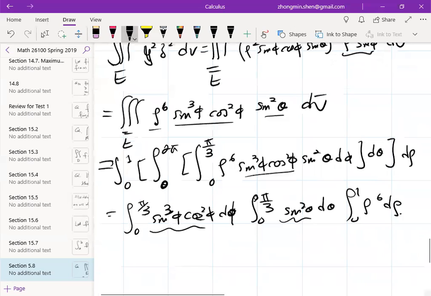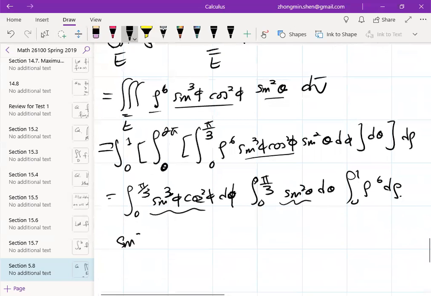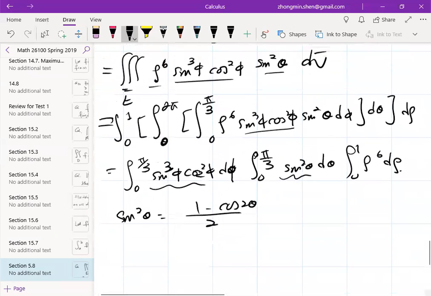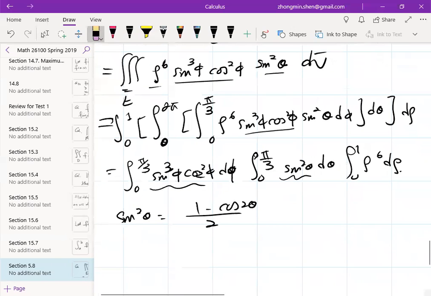I'll give you some hint. Okay. So sine square theta is going to be 1 minus cosine 2 theta divided by 2. You have to use that formula to evaluate this. But how about sine cube phi and the cosine square phi? This will be difficult, right? Maybe not. Oh, wait a minute. This should be 2 pi. Okay, it's 2 pi.